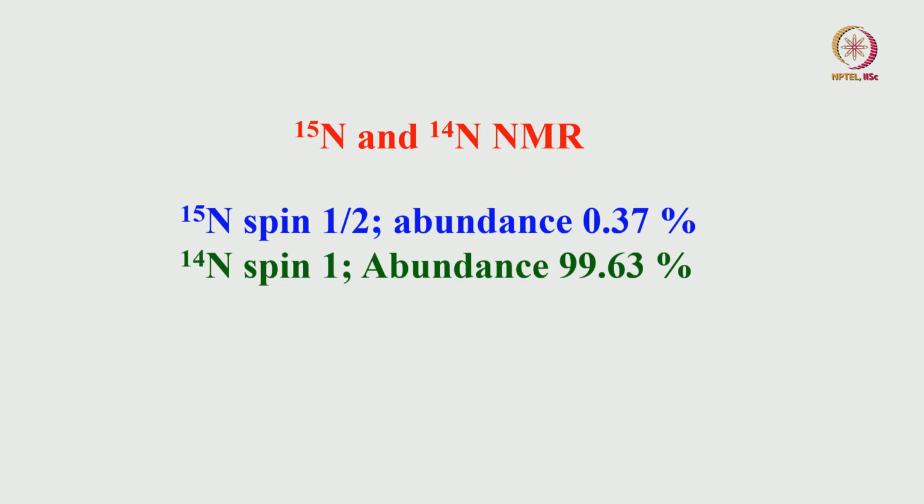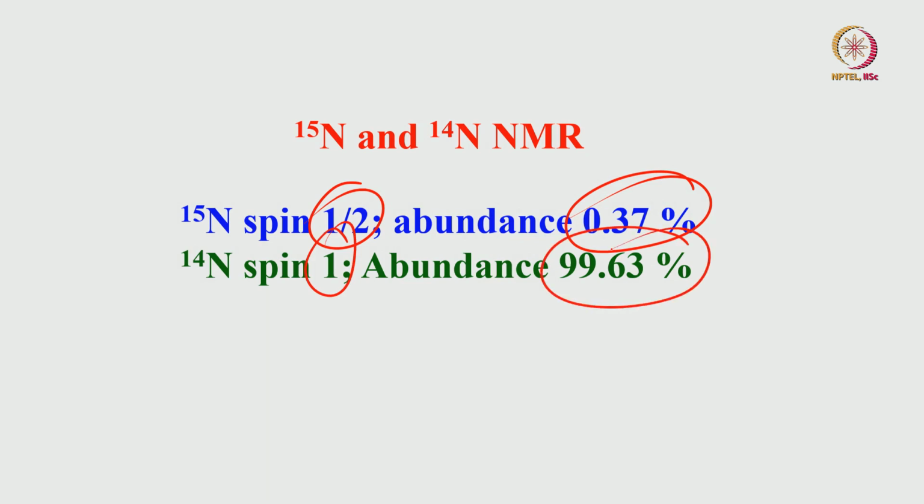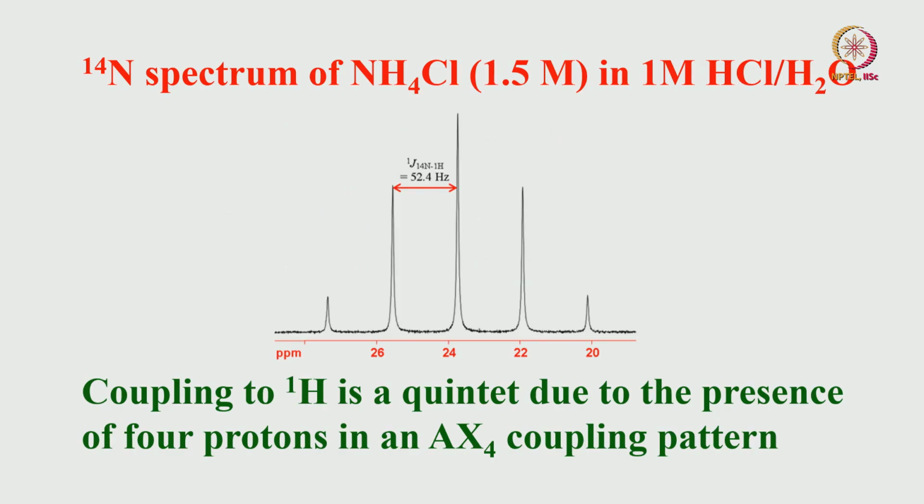We will start today with nitrogen 15 NMR and nitrogen 14 NMR. Nitrogen 15, of course, is a spin half nucleus, with abundance of 0.37%. Nitrogen 14 is spin 1, and its abundance is large, 99.63%. Interestingly, this is a quadrupolar nucleus. Very rarely are we going to get sharp peaks there, but we will see what to do.